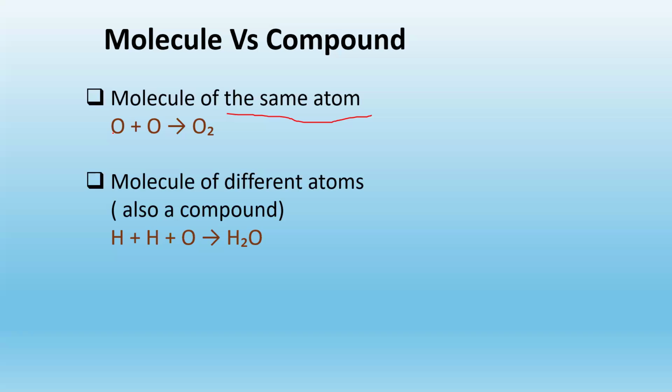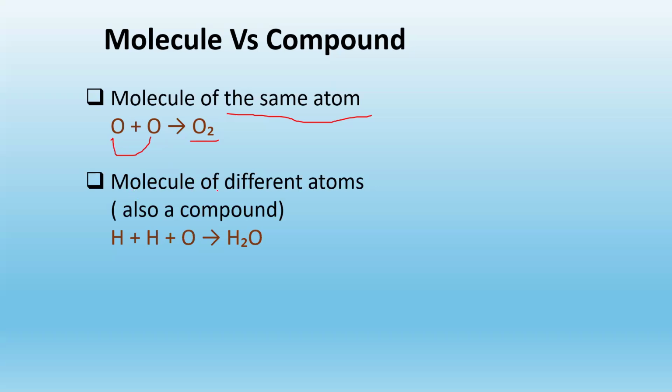When two oxygen atoms join together, we get O2. This is a molecule because atoms are bonded together. But it is not a compound because both atoms are the same type.